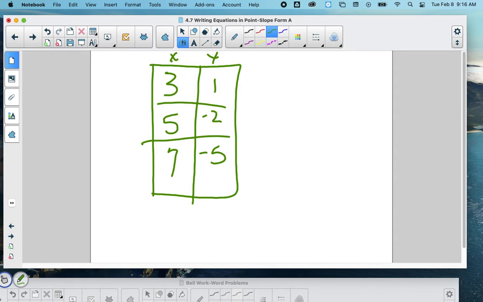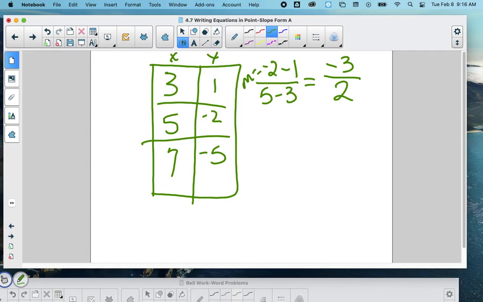They gave me points, but they haven't given me slope. I have to have slope. Do you agree? Can I figure out what my slope is? Okay. So I'm going to have to find slope. So -2 minus 1 over 5 minus 3, is that going to give me my slope? M equals -2 minus 1 would be a -3, wouldn't it? And 5 minus 3 would be 2. Do I now have the slope? Are you good? Yeah.